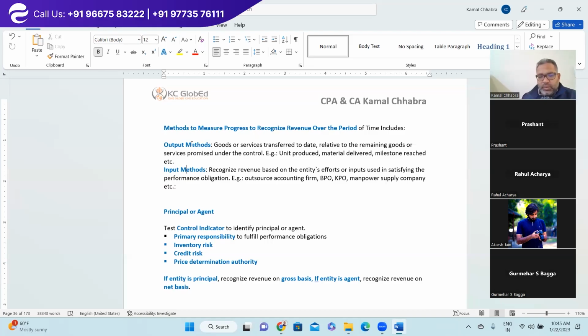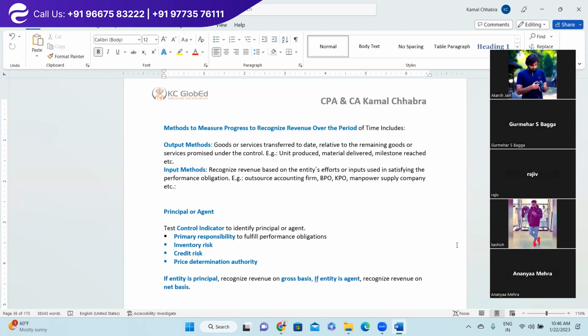Anyone else would like to add to Ayush? Gurmehar, Rahul, Rajiv, Ananya, are you getting things?